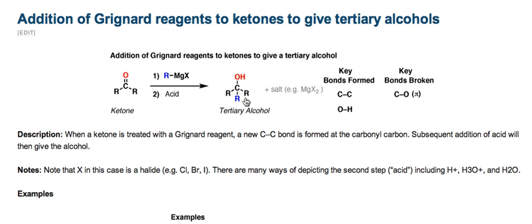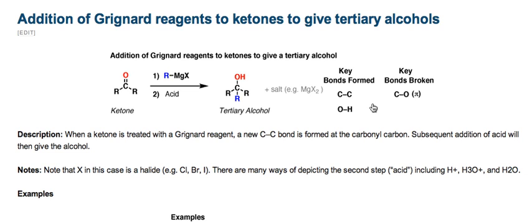The product in this reaction is a tertiary alcohol. You can see there's 3 carbon groups attached to that carbon. As well, we form a magnesium-based salt, which we usually don't draw. The key bonds that are formed and broken in this reaction are we're forming carbon-carbon, and we're forming oxygen-hydrogen. We're breaking a carbon-oxygen pi bond. So this reaction falls under the category of addition reactions, specifically addition reactions to carbonyls.